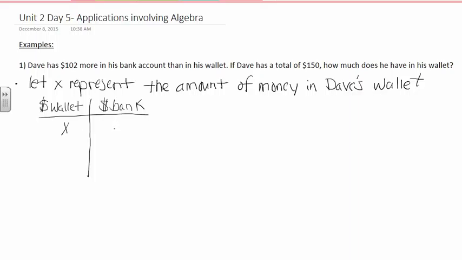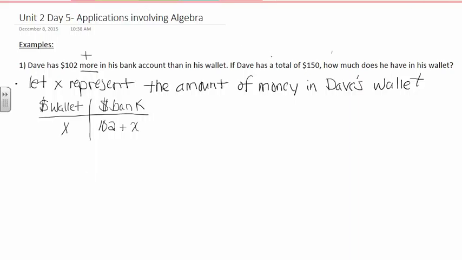And now to find out what the amount of money in his bank is, we read our original problem. If Dave has $102 more in his bank account than he has in his wallet, we can write the amount in his bank as 102 plus x. So again, $102 more, more meaning addition, than the amount in his wallet, which we know is x.